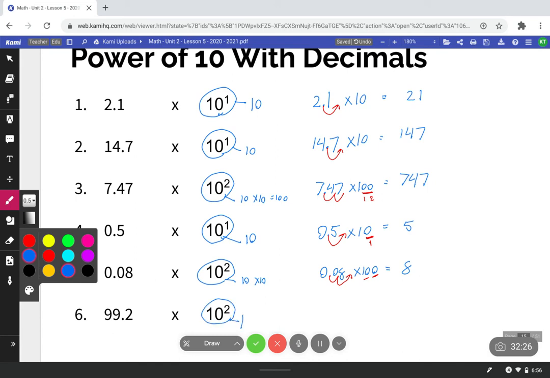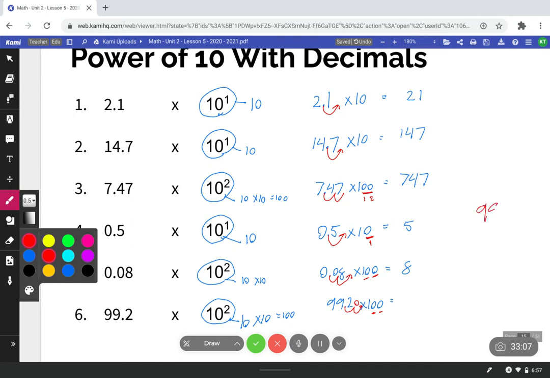10 to the power of 2, 10 times 10. 99 and 2/10 times 100. So 100 has 2 zeros. When I multiply that, I'm going to move this decimal point over 2 place values. And look, I had to put that 0 there. It was there before, but remember, we usually don't.